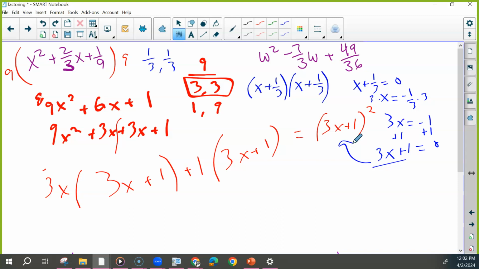Questions on that? Yes? I'm a little bit confused why you're allowed to multiply everything by 9. Math rules, as long as you're doing it to everything, you can do that. Okay. If you multiplied it by something that wasn't 9, you're just going to end up with more fractions. You want to try and get everything to be a whole number.